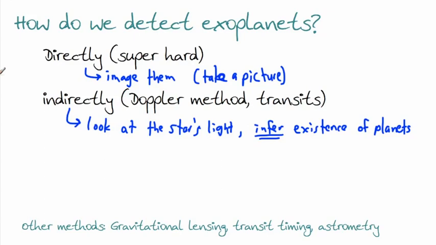Now there are lots of other methods. One of them is called gravitational lensing. That one is really cool and worth looking up. Other ones include transit timing and astrometry. There are a lot of others as well, but these are the most well-known ones, especially the Doppler method and transit method, which are probably the two biggest. That's why I'm going to talk about those.